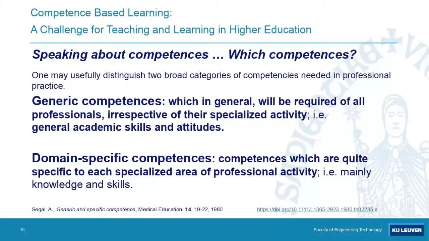What are these competences now in practice? We are looking at two types of competences. First, the generic competences, general competences that will be required by all professionals, irrespective of their specialized activity. And we have domain-specific competences, which are quite specific to each specialized area of professional activity. So while generic competences are mainly dealing with attitudes, the domain-specific competences are linked to knowledge and skills.